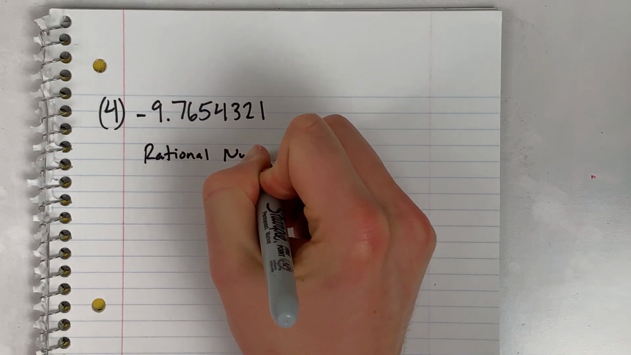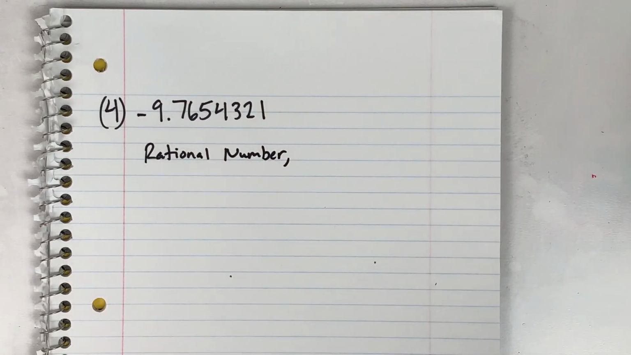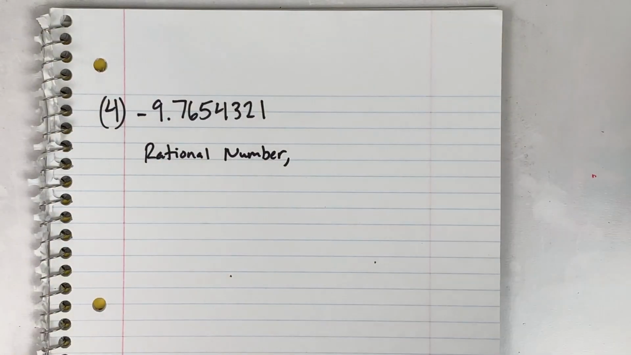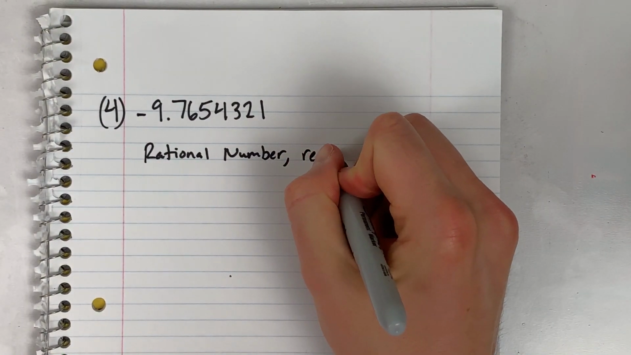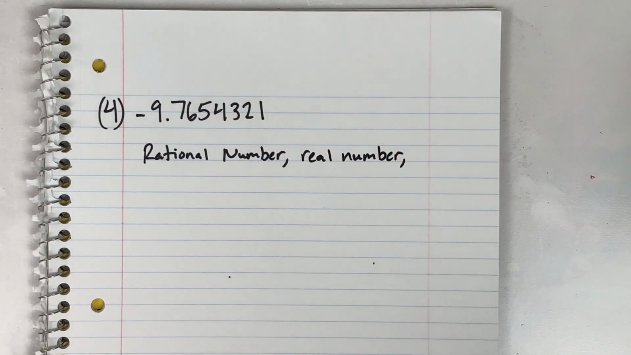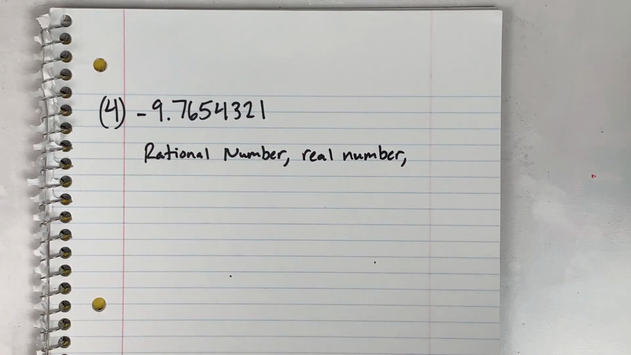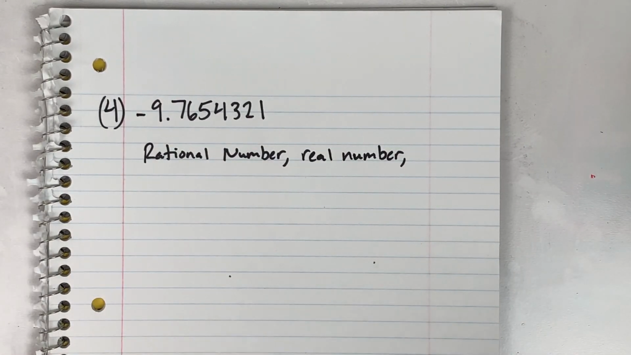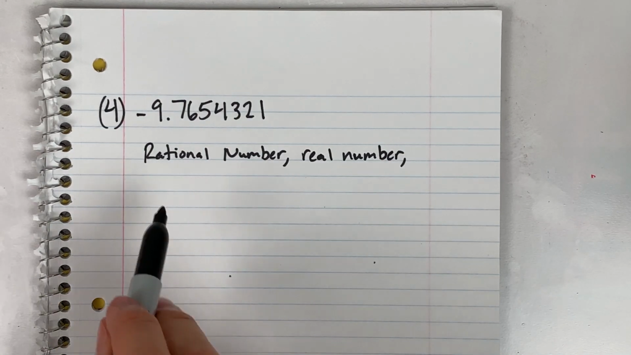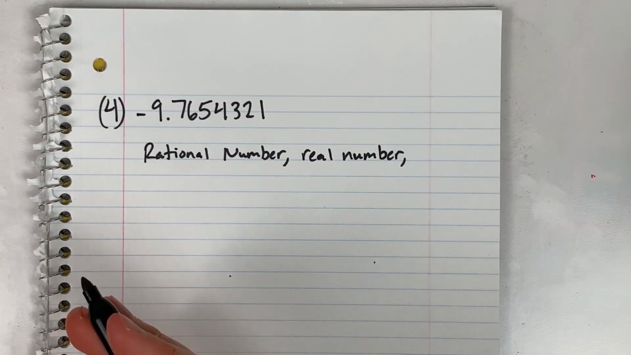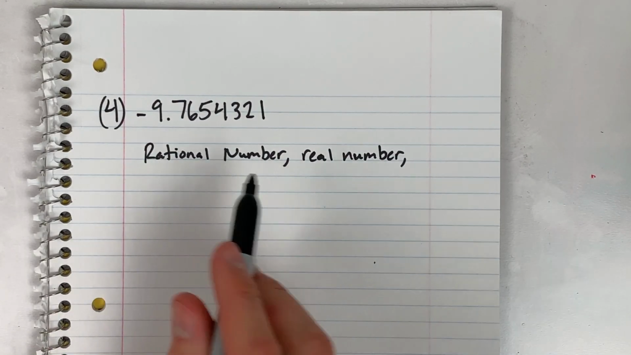Then, based on our picture, we know that since it's rational, it must also be real. So it's also a real number. And then once again, because it's negative, we know it cannot possibly be whole or natural. And because it has this decimal part here, it also cannot be an integer. And since it's rational, it's not irrational. So, the only ways to classify this number are as a rational number and a real number.